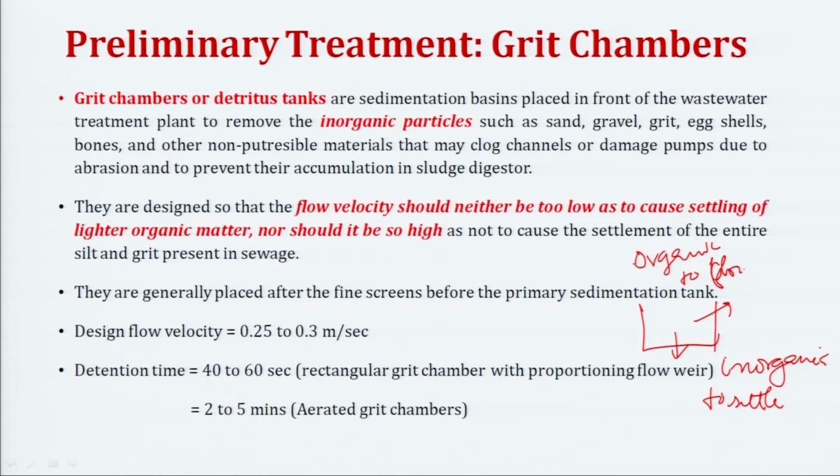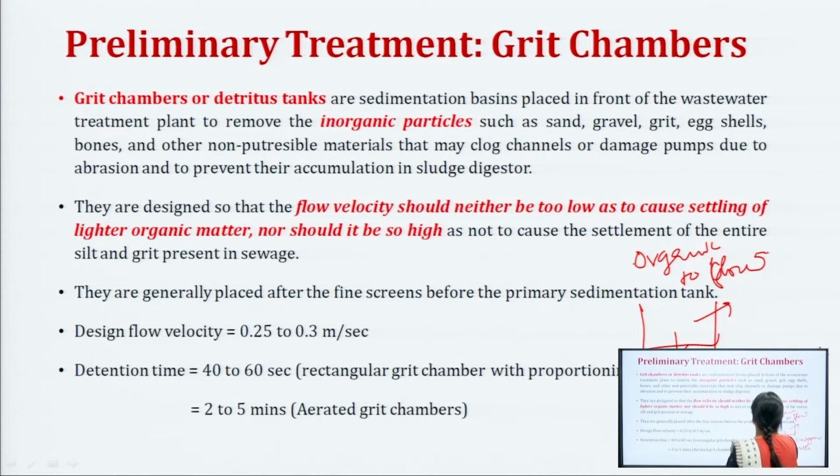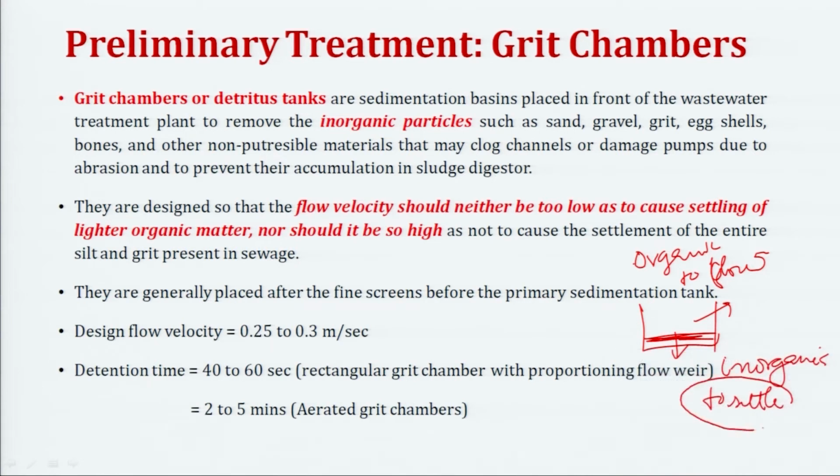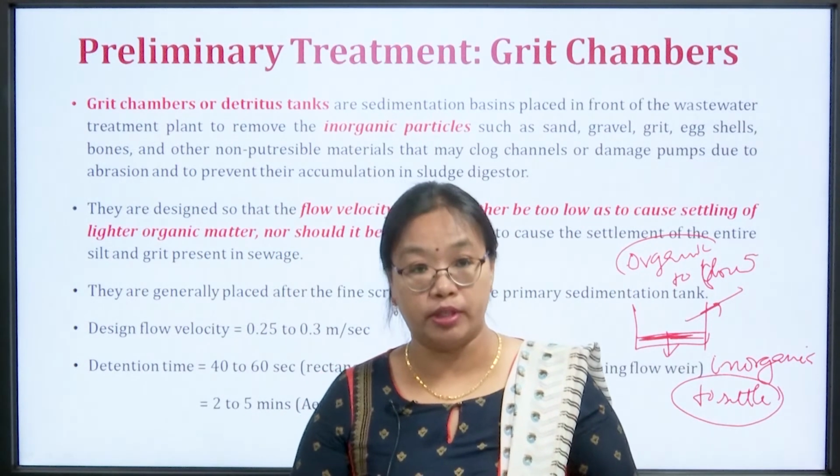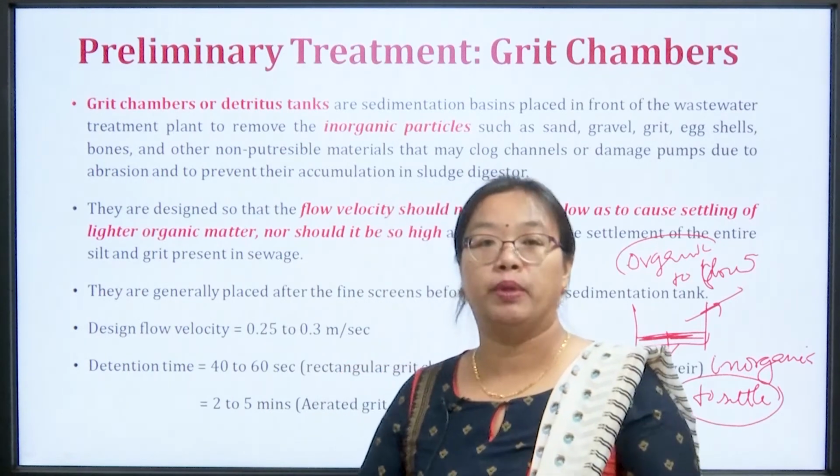They are designed so that the flow velocity should neither be too low, as to cause settling of lighter organic material, nor so high as to cause settlement of the entire silt and grit present in the sewage. So, what you want in grit chambers is that the inorganic settles down, and the organic flows out. They are generally placed after the fine screens and before the primary sedimentation tank, most of the time.